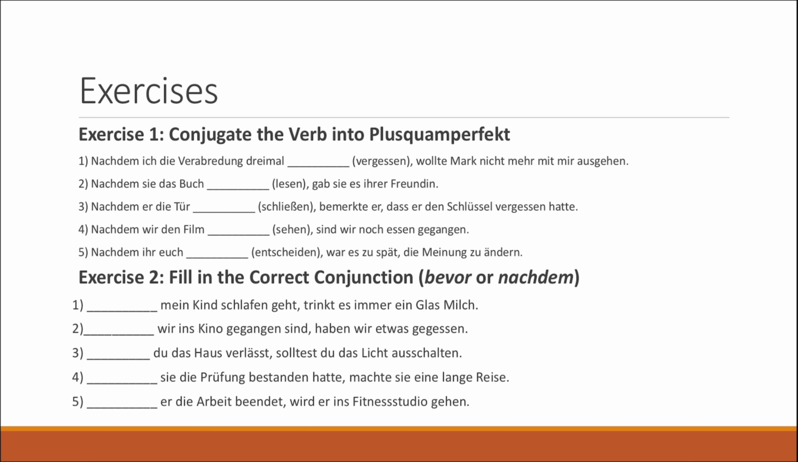Now, if you understood everything, then try to do these exercises. The first exercise is to basically conjugate the verb into the Plusquamperfekt. And this is not going to be difficult if you wrote down the table. And then the second exercise is going to be to fill in the correct conjunction, so either "bevor" or "nachdem".